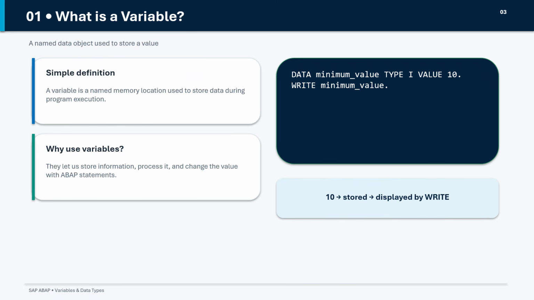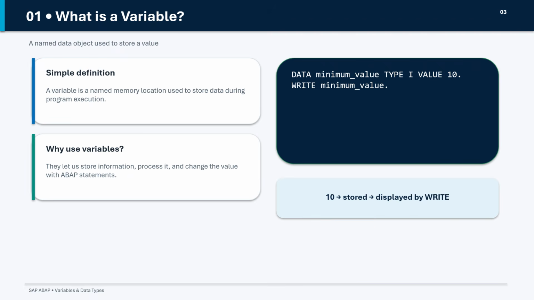Yes, what is a variable? A simple definition: a variable is a named data object that stores a value in memory. And why do we use variables? The main purpose of a variable is that it lets us store information, process it, and change the value with ABAP statements.